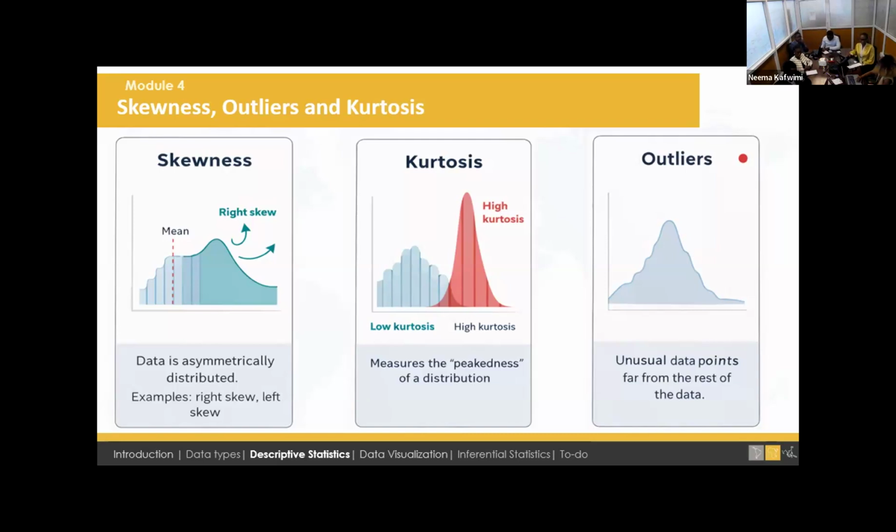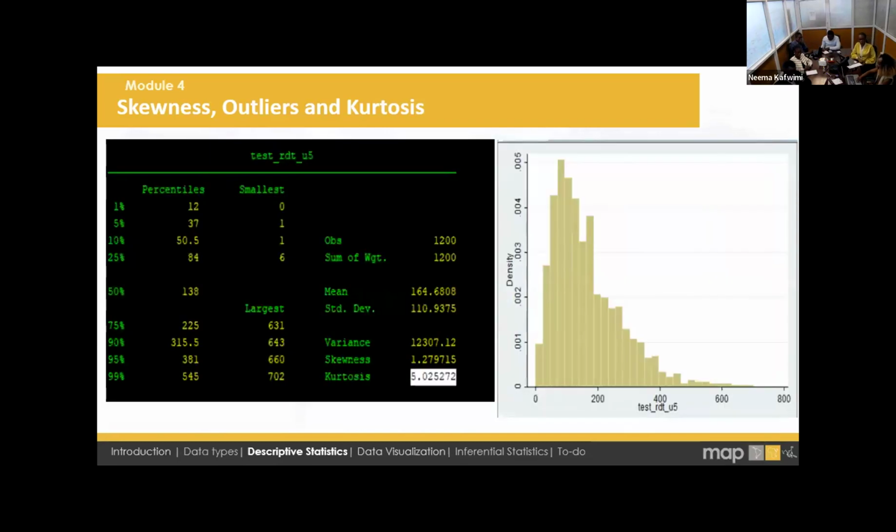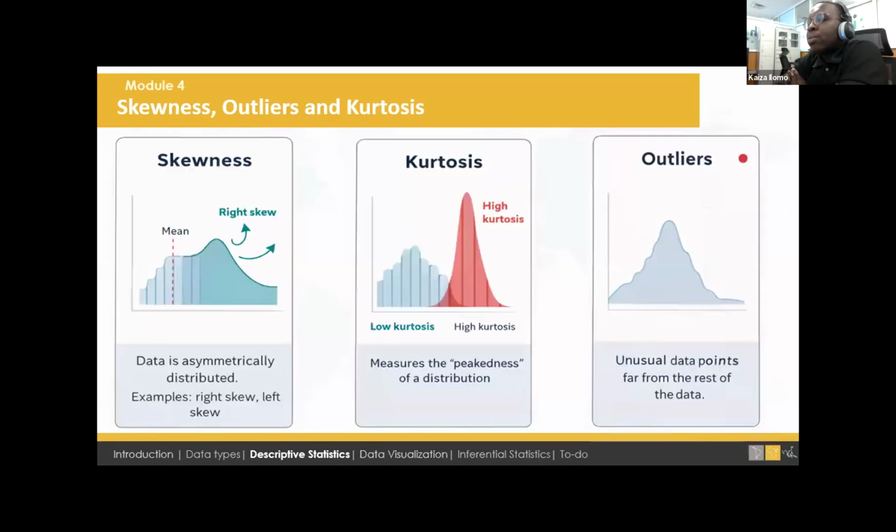There's a question from Kaiser. Could you repeat explaining about kurtosis? I didn't get the explanation. Kurtosis is the measure of peakedness of your distribution, how peaked your data is.